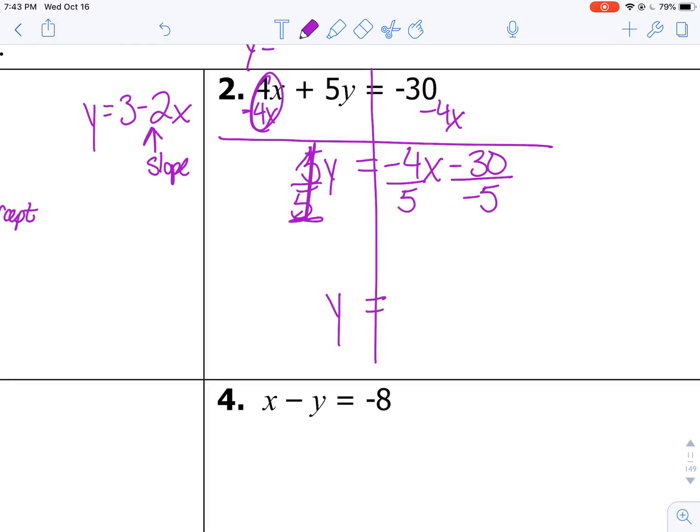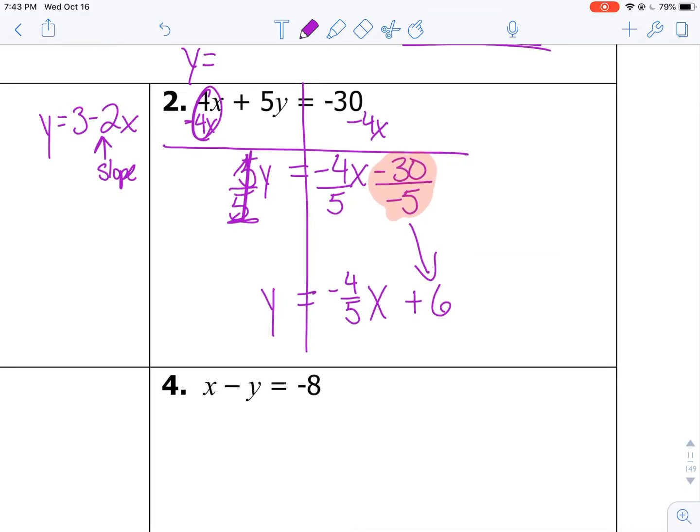Y equals a negative 30 divided by negative 5 simplifies perfectly into a positive 6. But my negative 4/5 does not simplify, so I'm going to leave it negative 4 over 5x. When I'm looking at my slope, it is negative 4/5. My y-intercept is that 6.